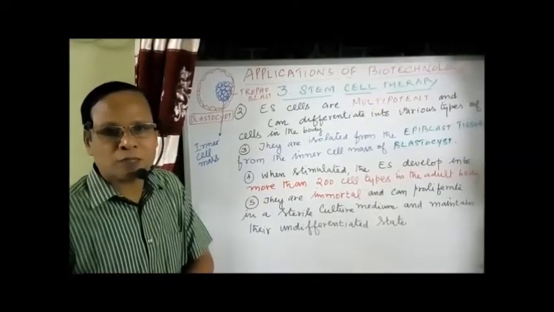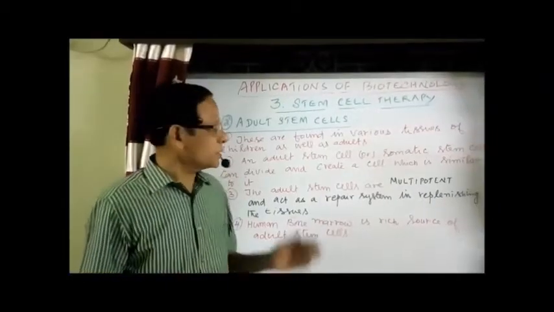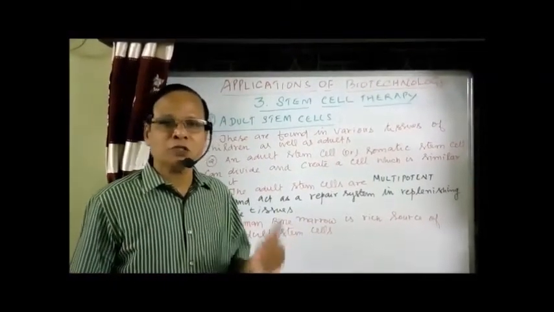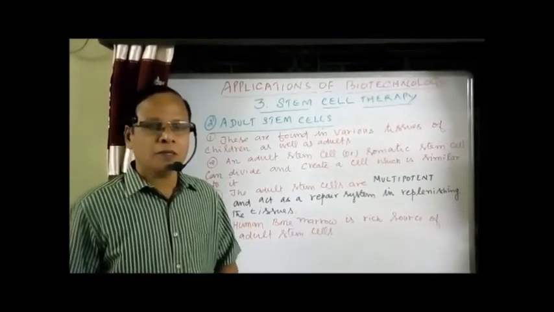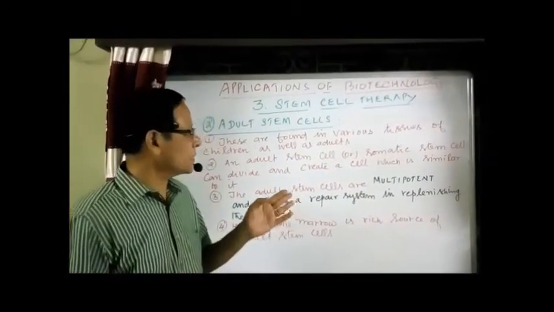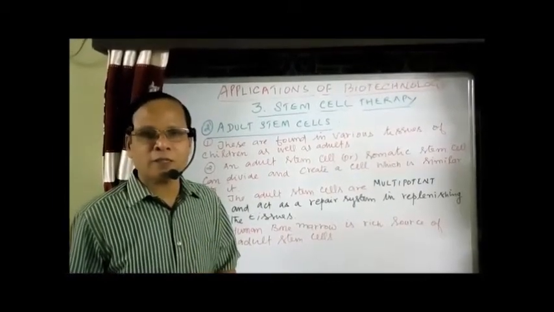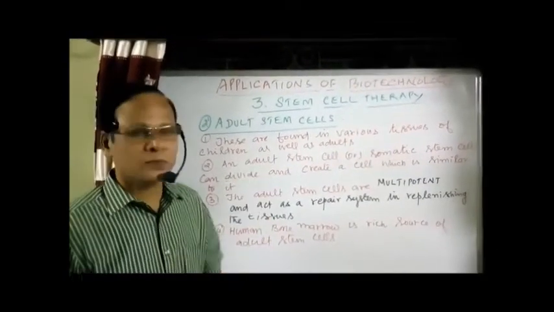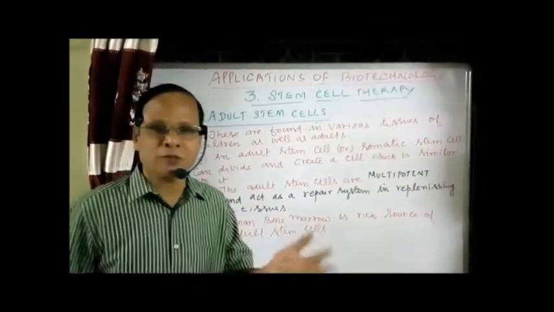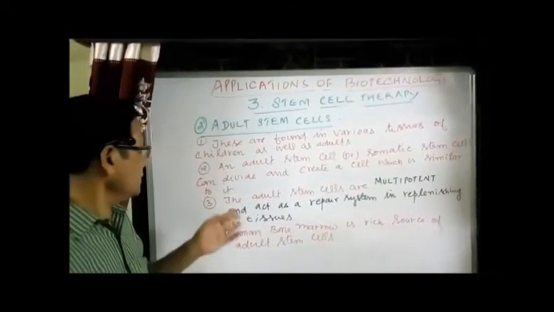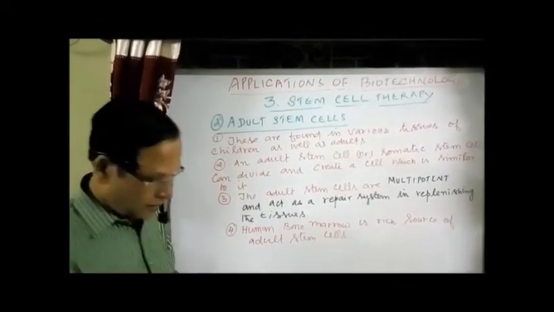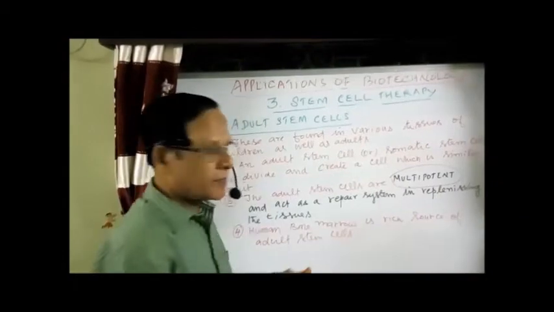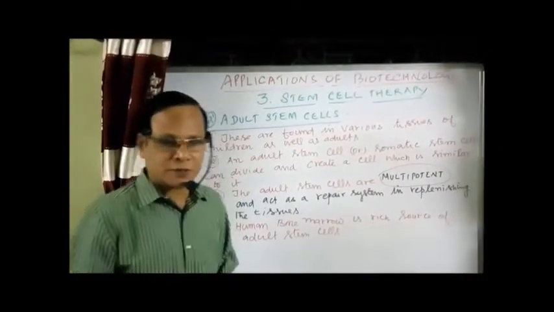Now we proceed to the adult stem cells. Adult stem cells are found in various tissues of children as well as adults. Each adult stem cell, also called a somatic stem cell, can divide and create another cell that is similar to it. The adult stem cells are multipotent and can differentiate into various types of cells.